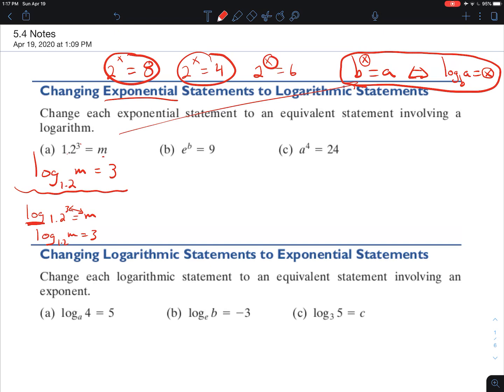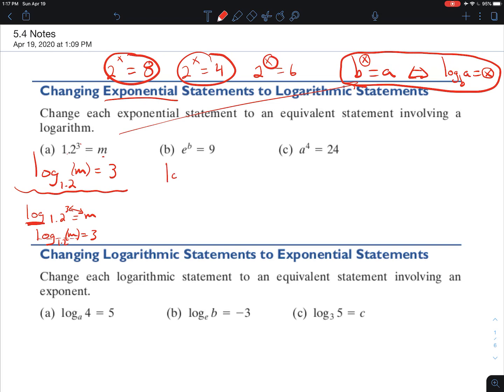That 1.2 becomes the base of the log. It's not on the same level. So it's log base 1.2 of m. So the argument of the log is m. 1.2 is the base. But if you're looking for just what mechanically am I doing here, you're just writing the word log in front and switching the exponent with the constant on the other side.